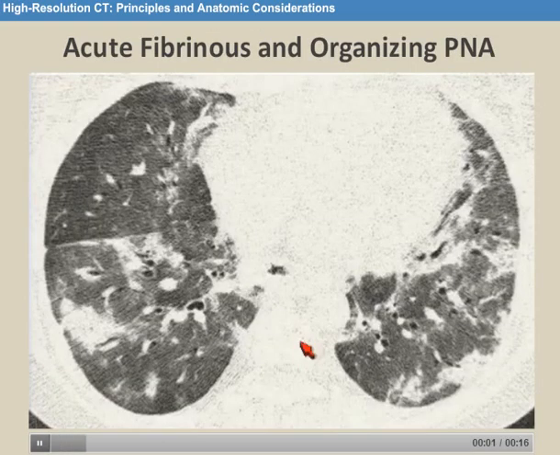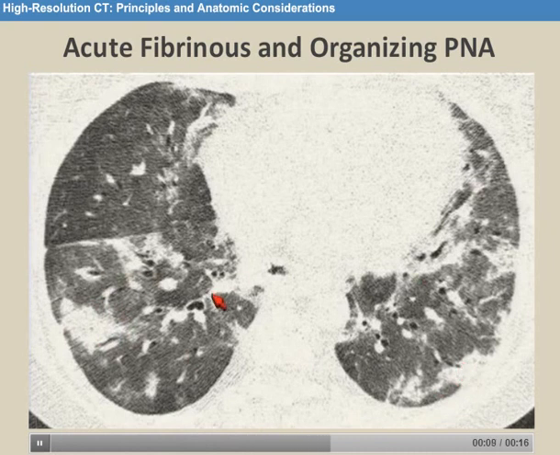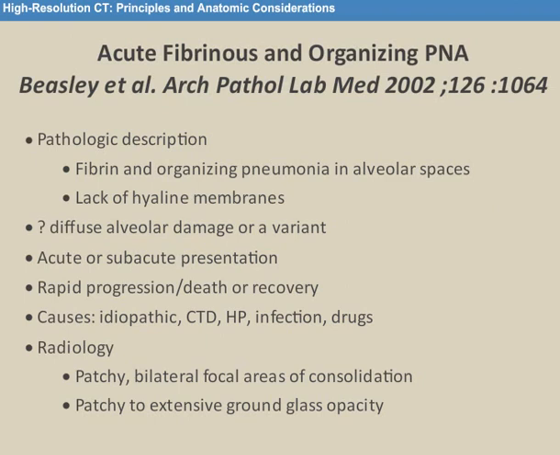So this is another one that people have been talking about lately. Focal, sort of rounded areas of consolidation with irregular margins, kind of patchy bilateral, lots of ground glass in between. This is a patient with acute fibrinous and organizing pneumonia, which is another sort of emerging diagnosis. Again, this starts with a pathologic description. It's not quite DAD, it lacks the hyaline membranes, but it's kind of close.